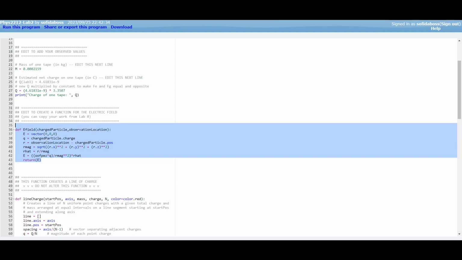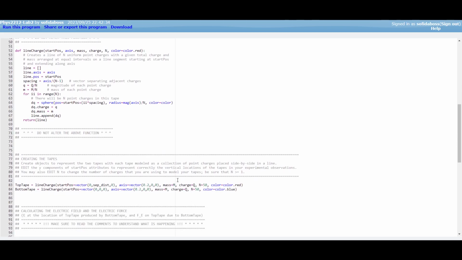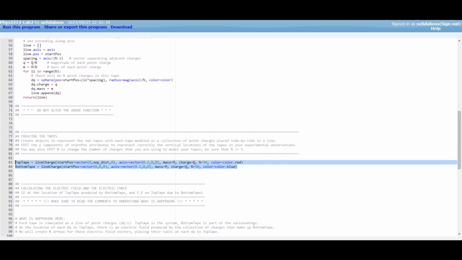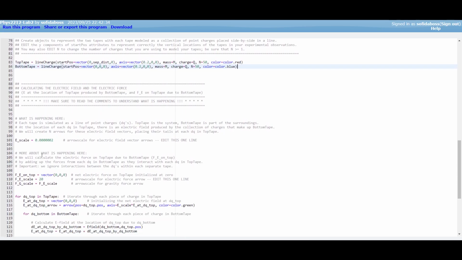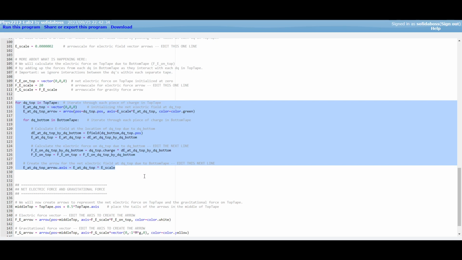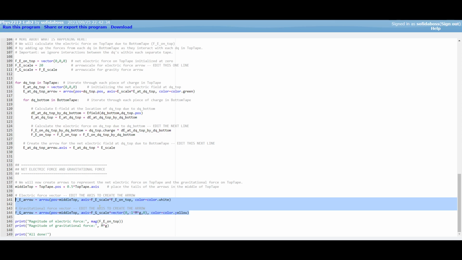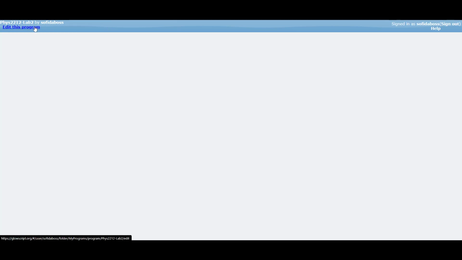Here we have a function to calculate the electric field. Moving onward, we model our two tapes. I had a step of 50, so there's 50 spheres or 50 points for each tape. You'll see that in the model at the end. And moving onward, we have a couple of for loops to calculate our force of electric field on the top tape due to the bottom tape. And then right here we are going to draw the arrows of the gravity and electric force, and see that right here.